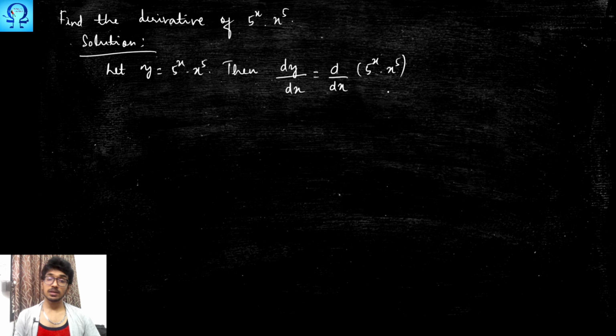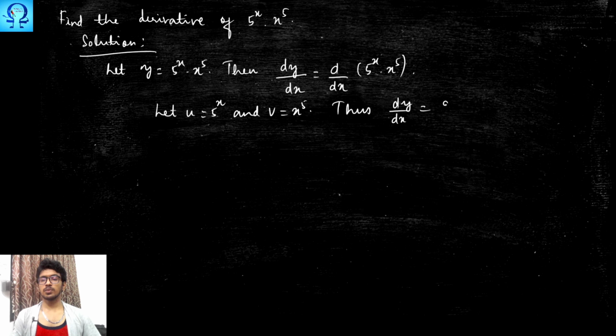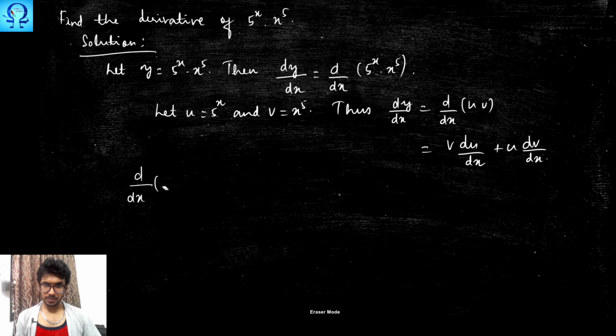Here we have two terms. In both the terms we have x involved. Hence let us take u to be 5^x and v to be x^5. Thus dy upon dx becomes d upon dx of uv, and this is v times du upon dx plus u times dv upon dx.